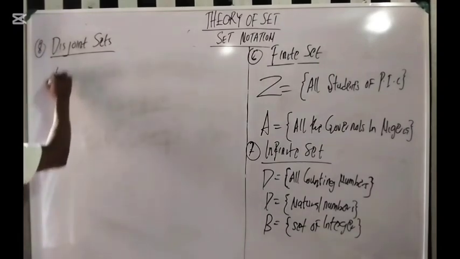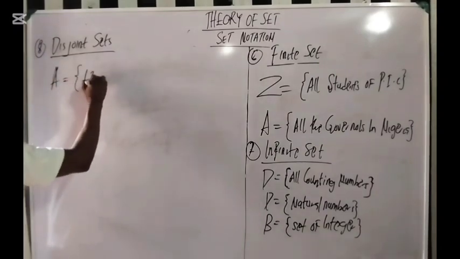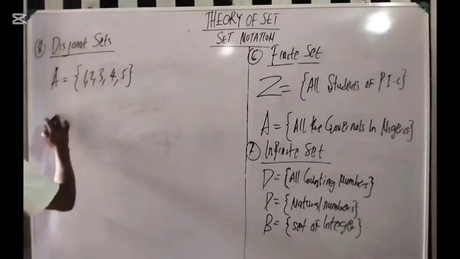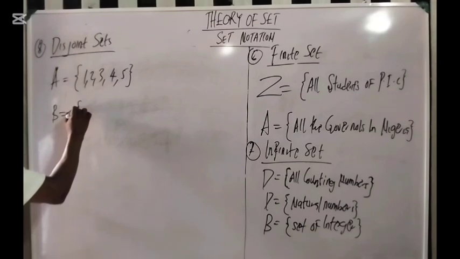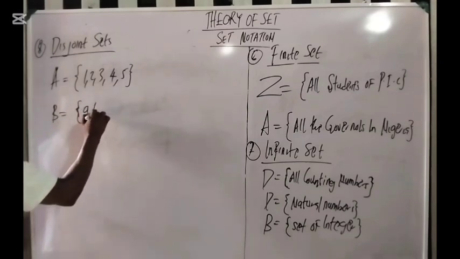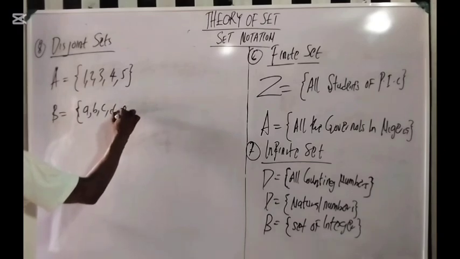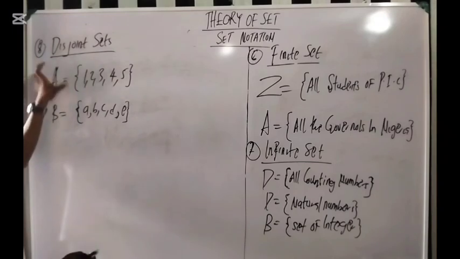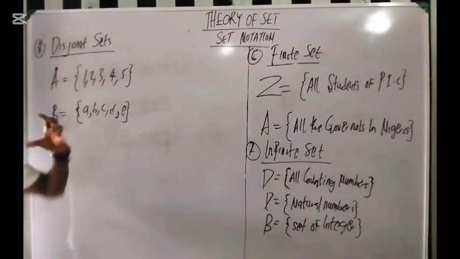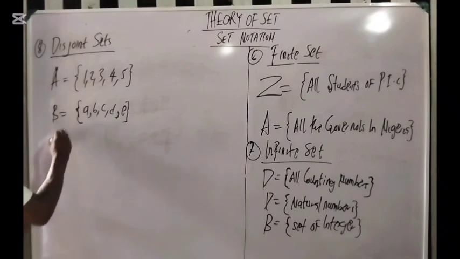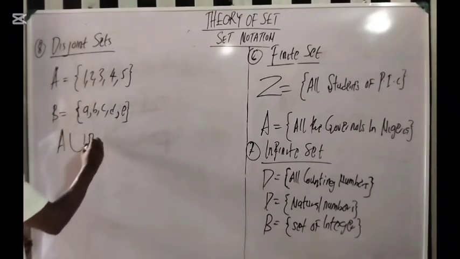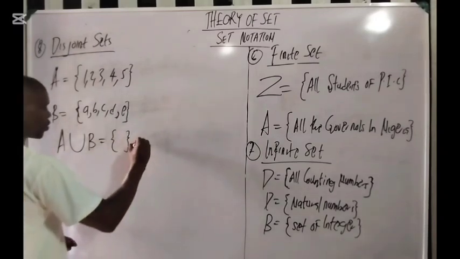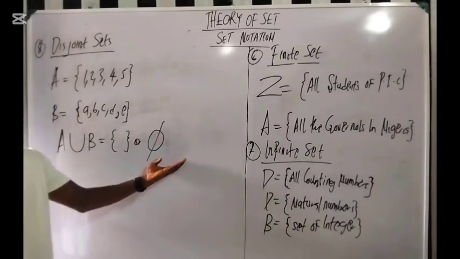For example, here we have A, 1, 2, 3, 4, 5. Then here we have B, A, B, C, D, and E. Now, I want you to understand that these two sets are disjoint, because the elements here are not the elements here. If you take the intersection of this set, A and B, you get an empty set. This one means an empty set.